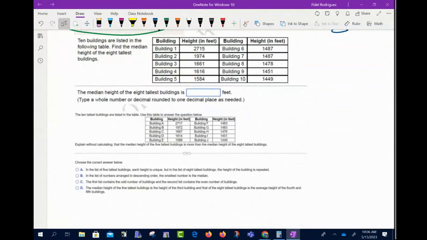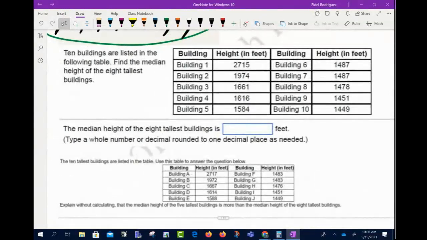10 buildings, let me zoom in a little bit. 10 buildings are listed in the following table. Find the median of the 8 tallest buildings. Okay, guys, let me ask you a question. Are they already in order from smallest to biggest? Okay, but we only want to look at the which tallest? 8 tallest. Which numbers am I not going to use then? Building 9 and what? 10. So we're not going to look at those.